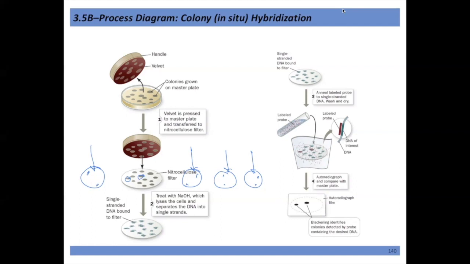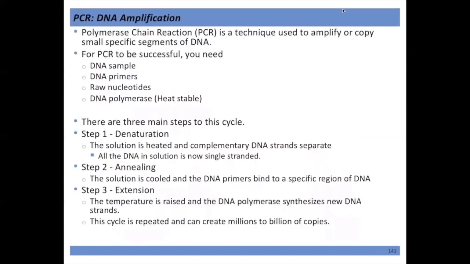What's nice about this velvet is you can actually transfer a lot. You don't need much DNA for this to work, so you can transfer it to many different nitrocellulose, and then you do this hybridization experiment, and you could find out which colonies have different sequences of interest for you. And then, like I said, you go back to your master plate and you pick off those colonies, and then you regrow them up. Okay.